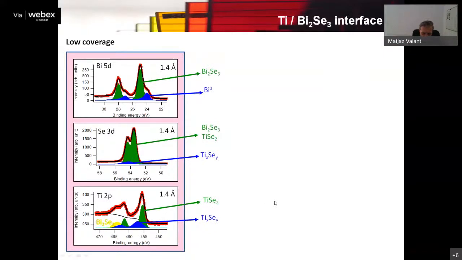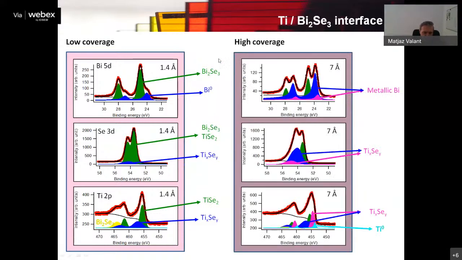To understand it, we of course deconvolved the peaks to see what components are within the envelope. For the bismuth levels, we identified the appearance of an elemental bismuth peak, and also the appearance of titanium selenide peaks in the selenium and titanium spectra. For high coverage, that was even more obvious: metallic bismuth and some signal from titanium selenide peaks. With high coverage, we even saw some metallic titanium, which is just what we deposited.